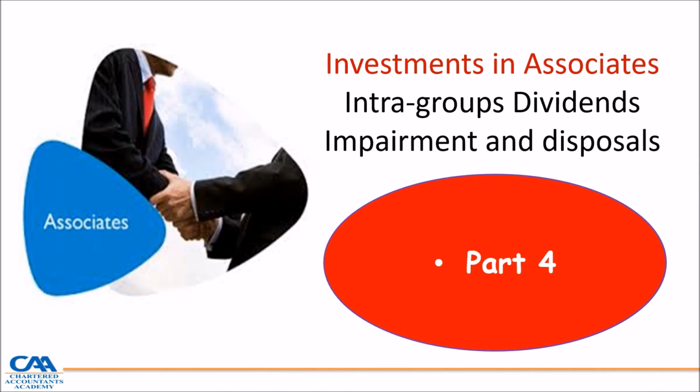Last part of IAS 28, investments in associates, investments in joint ventures. So hopefully you've gone through part 1 to part 3, which covers part 1, introduction and equity accounting, part 2, which covered intra-group transactions, but downstream, and part 3, which covered intra-group transactions, but now upstream. So now we just want to cover the last bit on investment in associates.